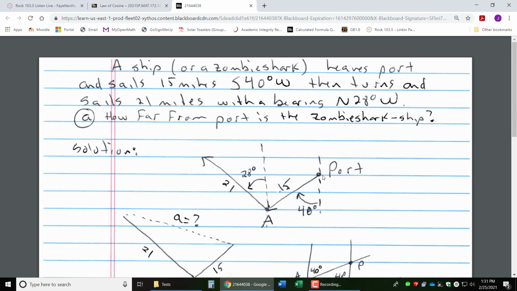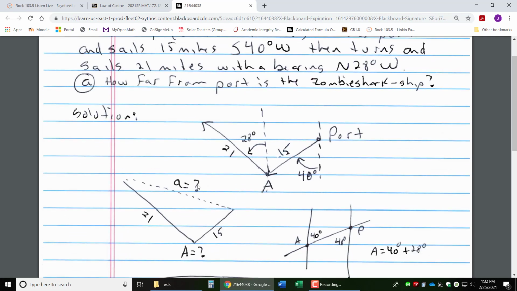So I started here at port. Southwest is down, quadrant 3. You can see my arrow going down to the A, at which point the turn happens. The thing about this bearing is that it's the angle from the vertical. You can see my dashed line, there's the 40 right there, and my other dashed line, there's the 28. Over a little on the left here, I've drawn the triangle.